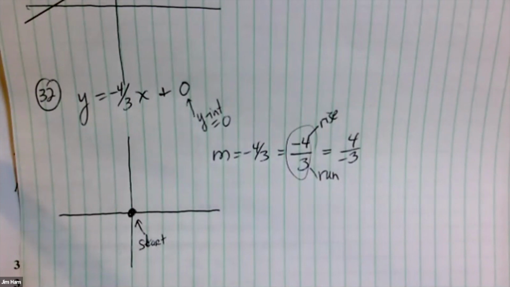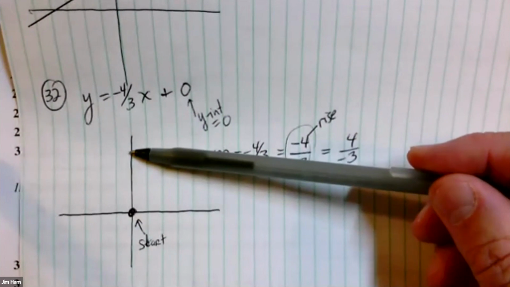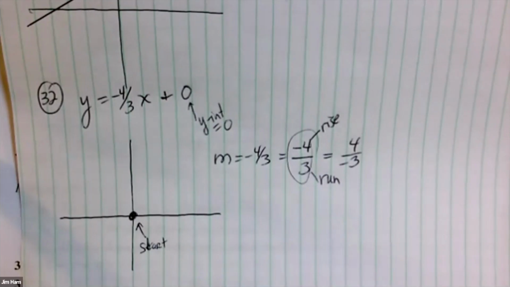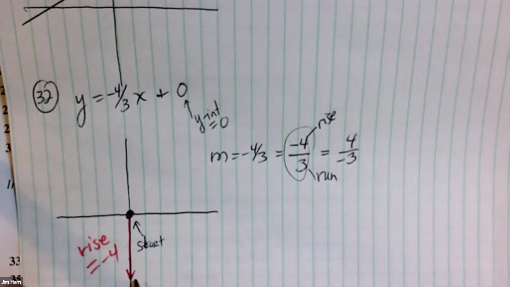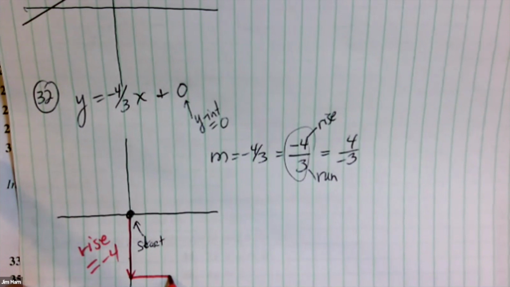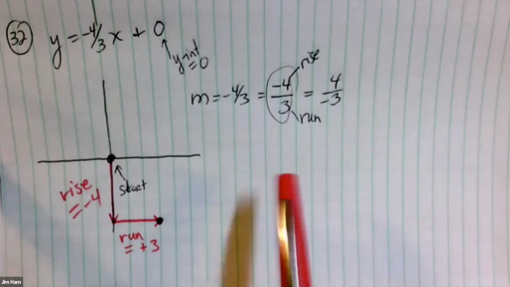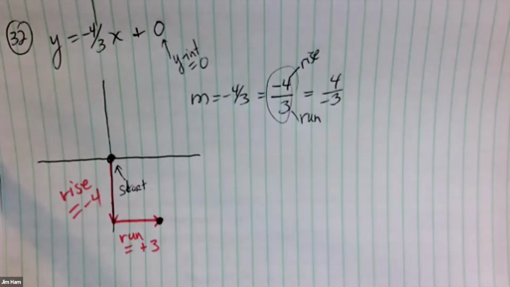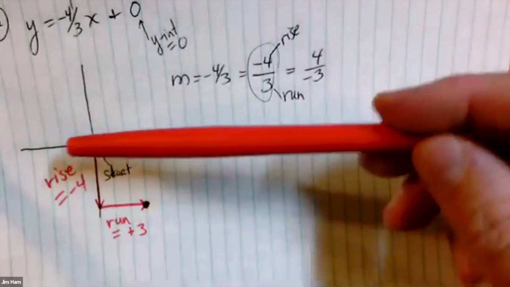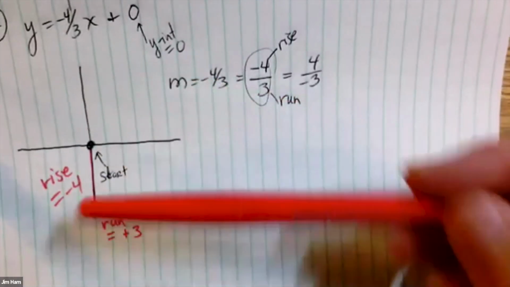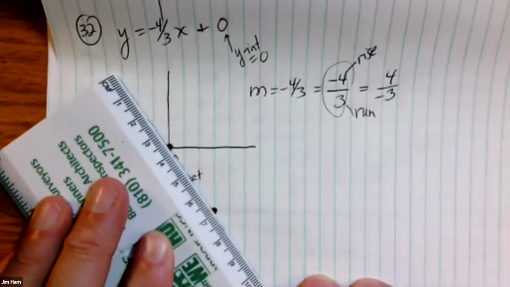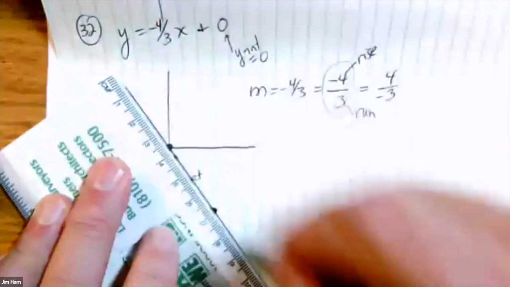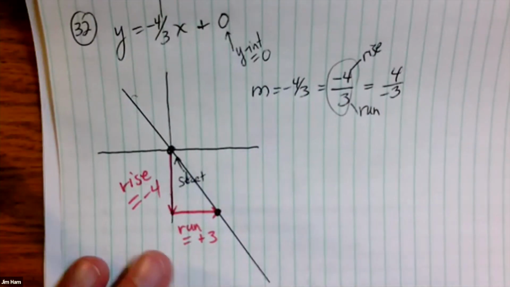Okay, so when the rise is negative, instead of going up 4, we're going to go down 4. So 1, 2, 3, 4. And then from that point over, we're going to go a run of 1, 2, 3. And where we end up, that's our second point. So on the horizontal scale, positive numbers, you go to the right, negative numbers, you go to the left. For the y-axis, positive numbers, you go up, negative numbers, you go down. Okay, then we take our starting point and our ending point and connect them together. And there's the graph of the line.